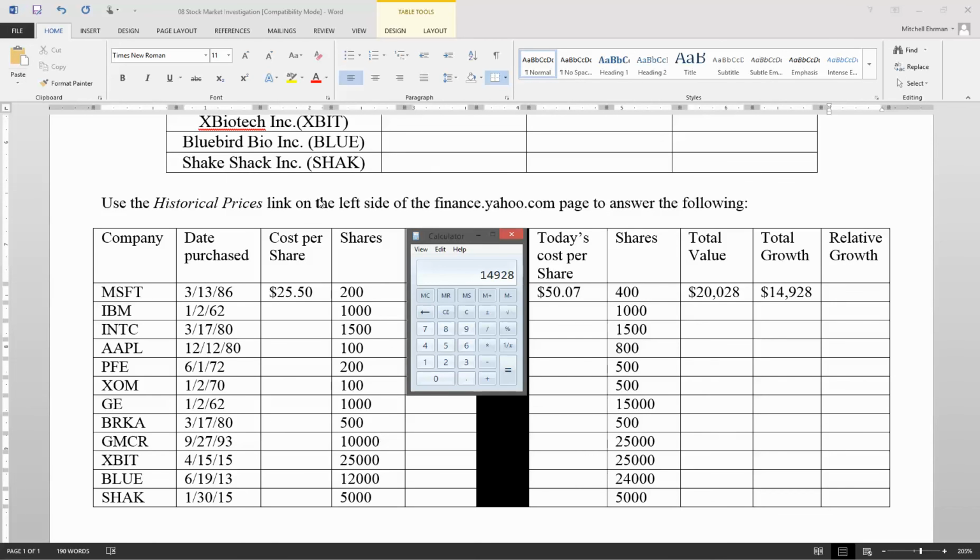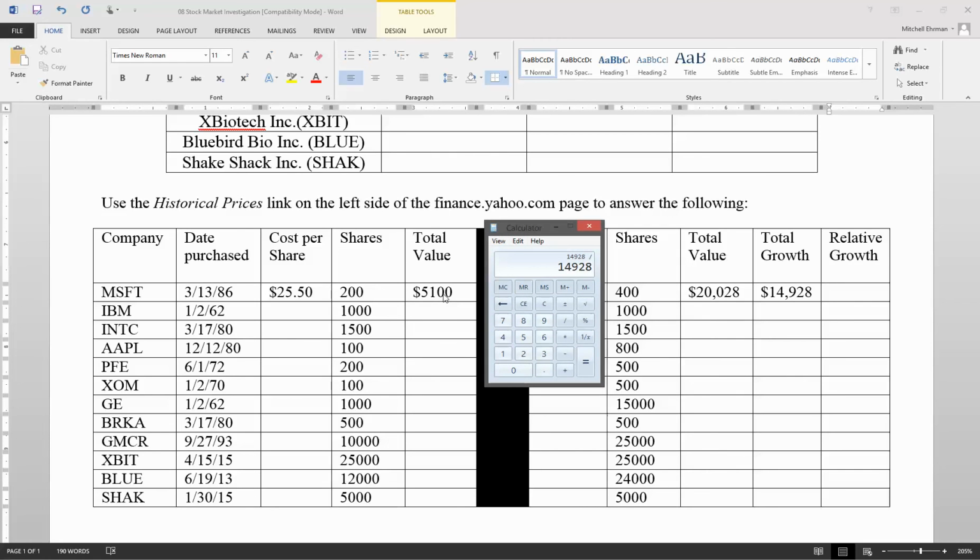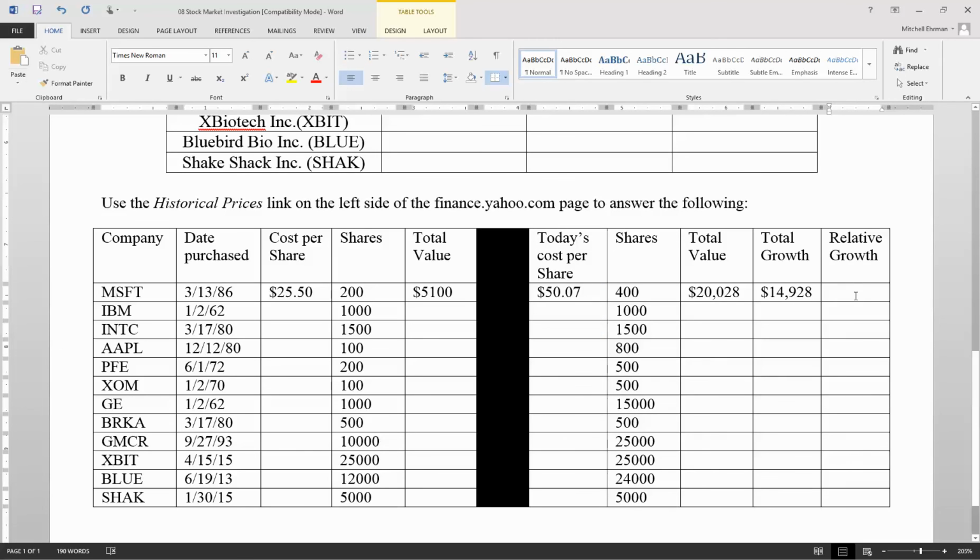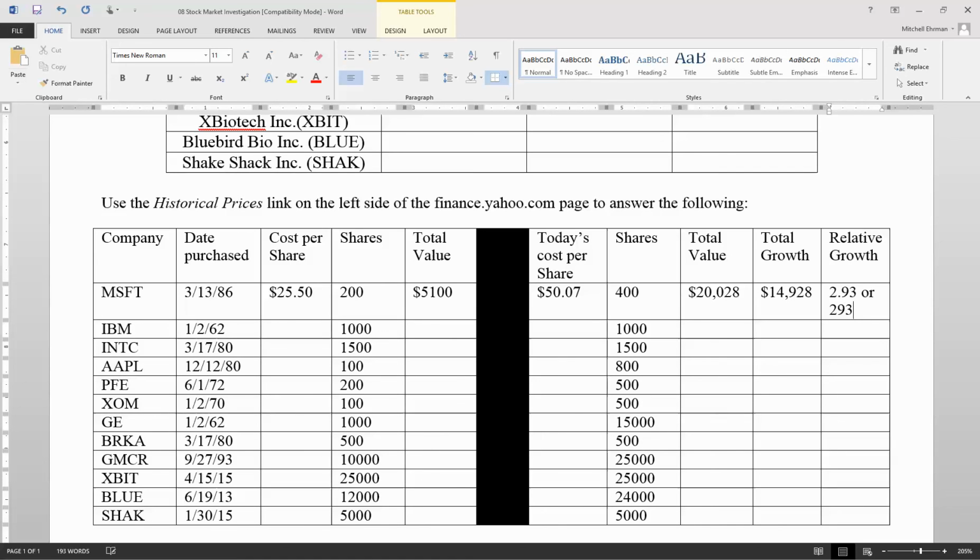So to find the relative growth, I'm going to take the amount that we've changed by and now divide that by the initial value, the starting dollar amount. So this relative growth was 2.92. Looked like that rounded to 2.93. So the value of my investment has grown 2.93 times as large. Or if you're a fan of percentages, you might recognize this as 293%.